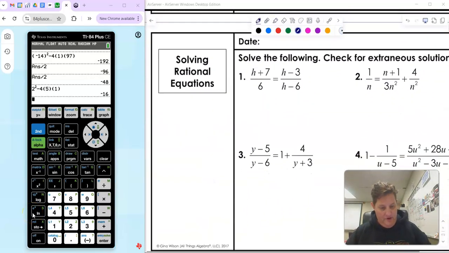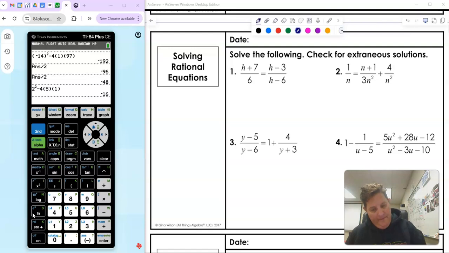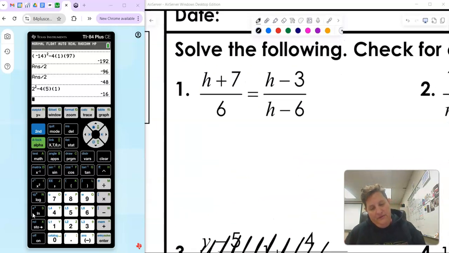Alright guys, here we go at the end. Okay. I'm actually going to take off number 3, because nothing like that is going to be on this test. And I'm going to add a couple of other questions. Okay, so we've got a couple types here, guys.